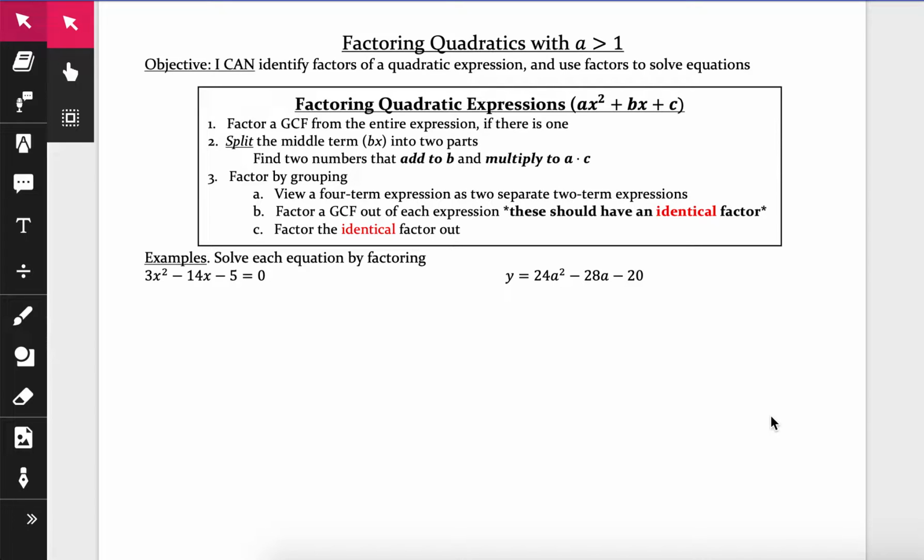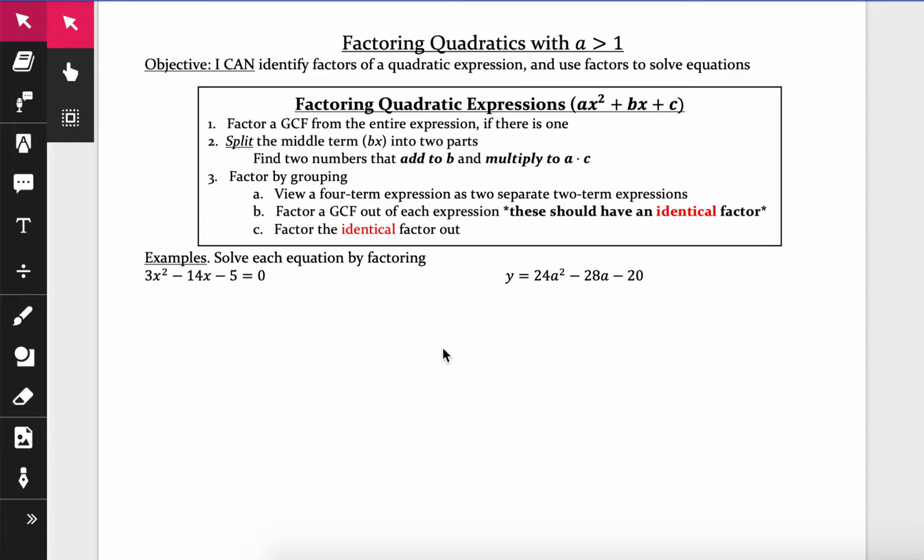Alright, in this video we're going to look at factoring quadratics with a greater than 1. So yesterday we focused on factoring when a equals 1, and we know at this point in the year that factoring when a equals 1 is pretty straightforward. We're looking for two numbers that multiply to c and also add to b. We use those two numbers to directly factor the expression, and then to solve we set each factor equal to 0.